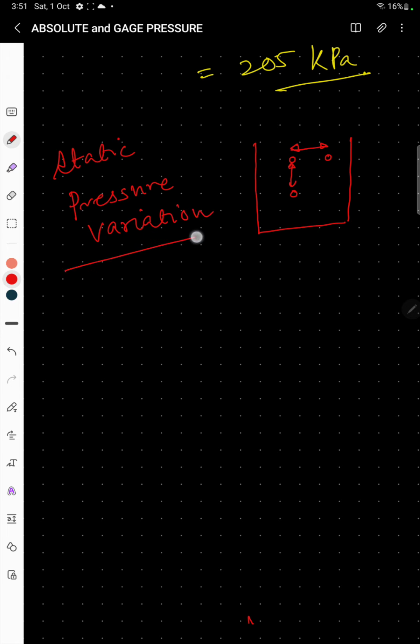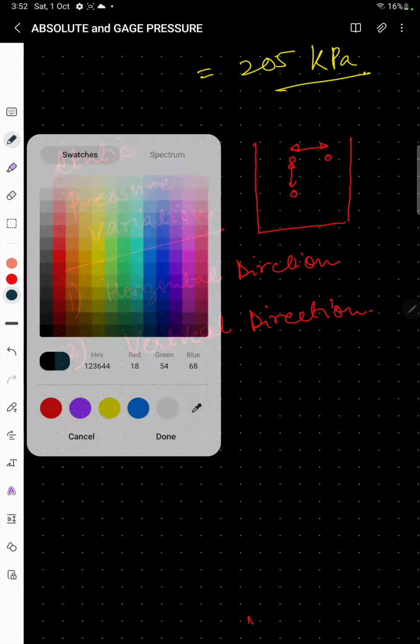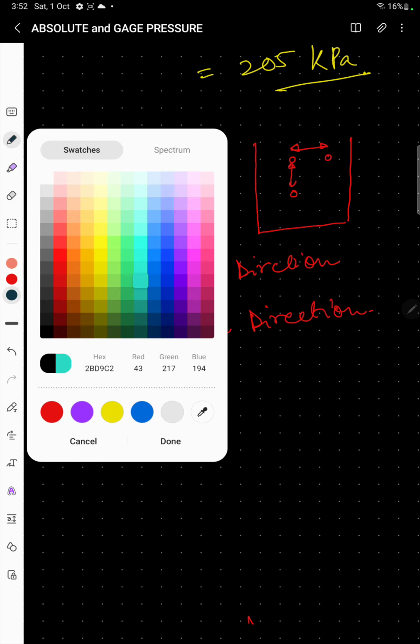There are two cases. The first case is when you are moving in the horizontal direction, and the second case is when you are moving in the vertical direction. Let's take the first case first.